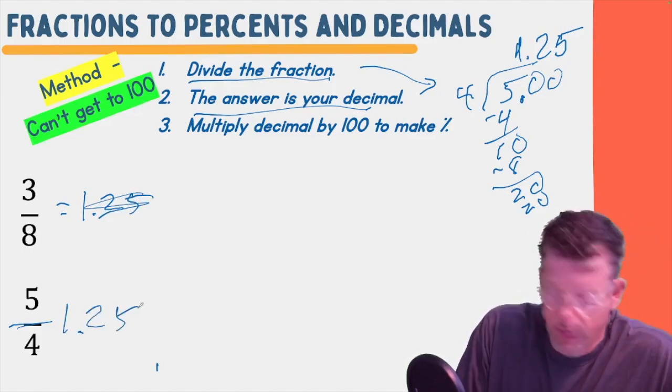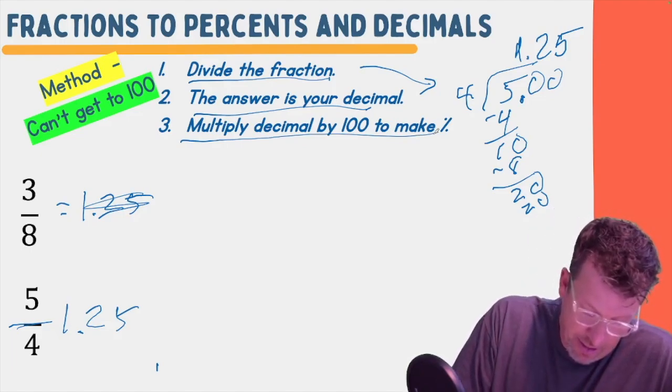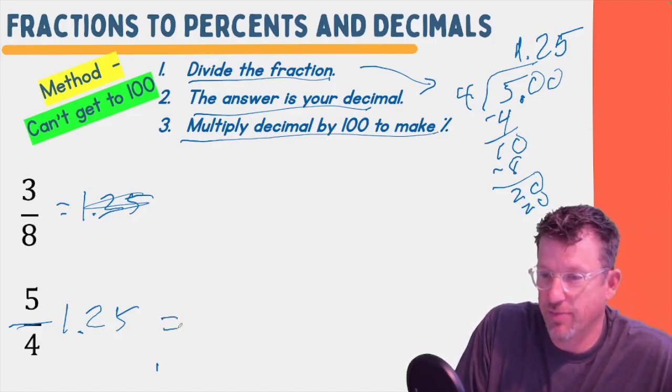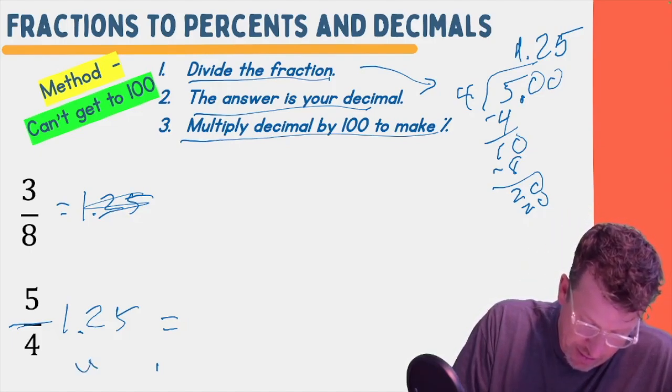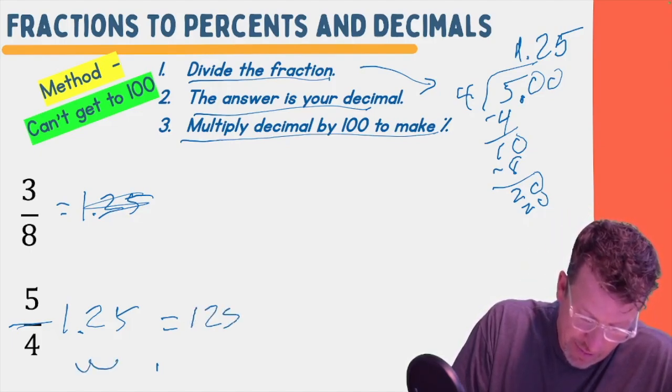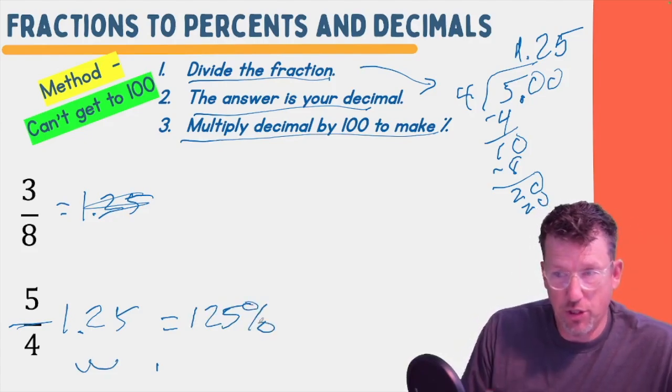And what do we do when we want to turn it to a percent? We simply multiply it by 100. And what do we do when we multiply by 100? We move the decimal 2 spots to the right. Where's the decimal? It's after the 1. If I move it twice, it's going to end up after the 5. That's it. Okay? If you can get it to 100, it's a lot easier.